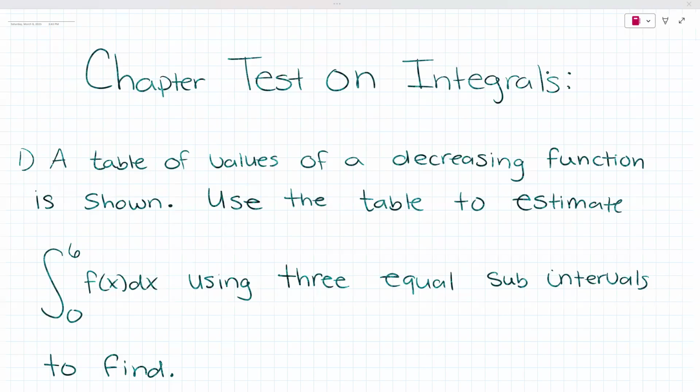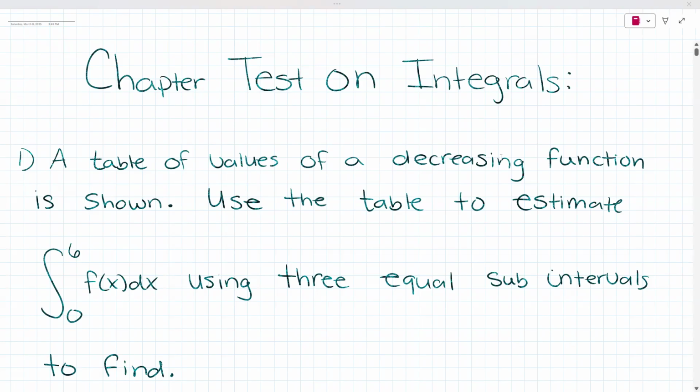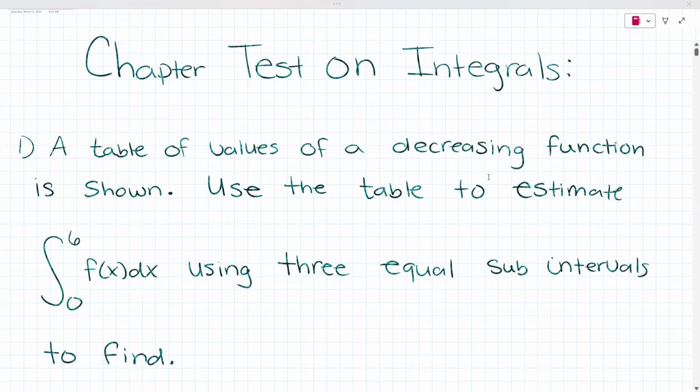Hello. So this is a chapter test on integrals. Welcome to the chapter test on integrals. This is part one. So let's do some problems involving integrals. Let's start with question one.